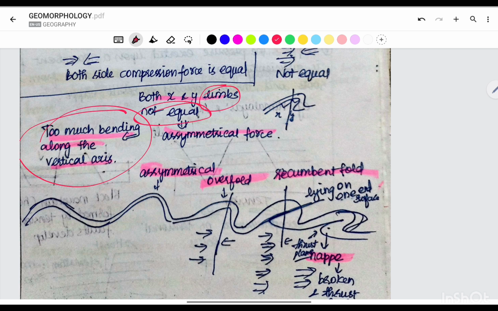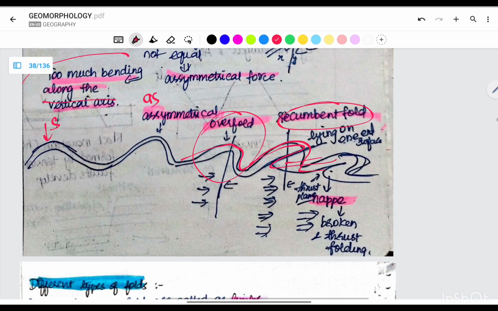So there is too much bending along the vertical axis. This is the vertical axis and it is too much bend along the vertical axis, right? This is symmetrical, this is asymmetrical, and this is overfold, it is folded too much and one limb is lying on the other. This is the recumbent fold. And when it has totally fallen down onto the surface, it is called a hap, the broken thrust folding.